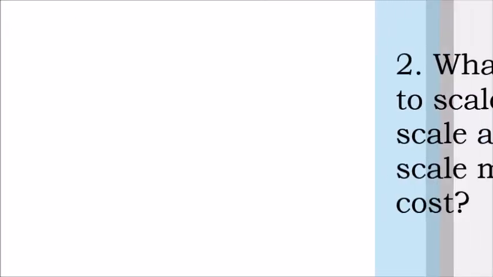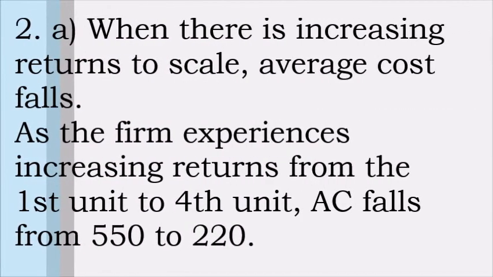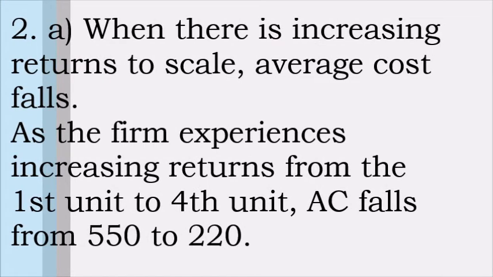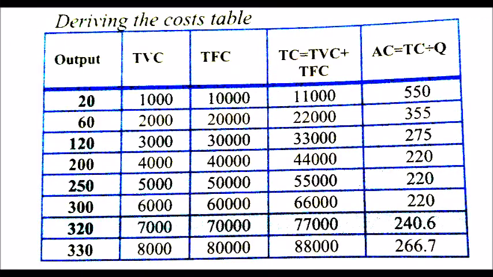Now let's answer the second question. Question 2 says, what do increasing returns to scale, constant returns to scale, and decreasing returns to scale mean in terms of average cost? So A, when there is increasing returns to scale, the average cost falls, as the firm experiences increasing returns from the first unit to fourth unit. AC falls from 550 to 220, as you can see from the table. So you check the table and you find out as AC falls from 550 to 220, it's called what? The increasing returns.